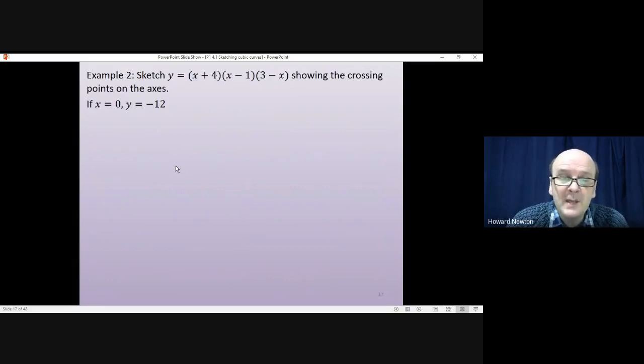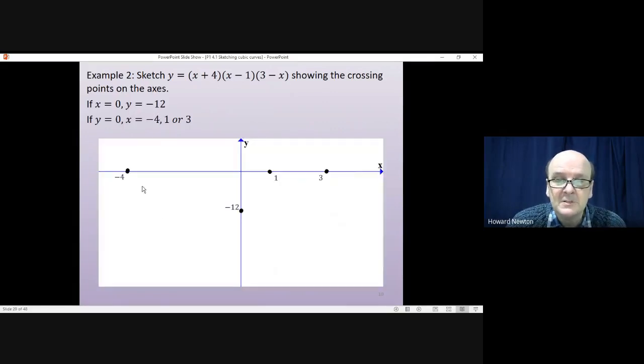What happens if y equals 0? Well, if y equals 0, we actually get exactly the same as we got on the first example. We'll get minus 4, plus 1 and plus 3. So same 3 crossing points on the x-axis, but the y-axis one has changed from plus 12 to minus 12. So the crossing points would be something like that.